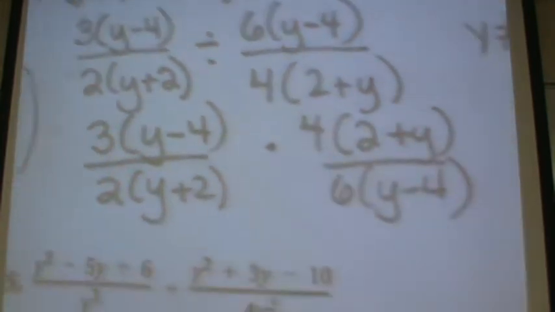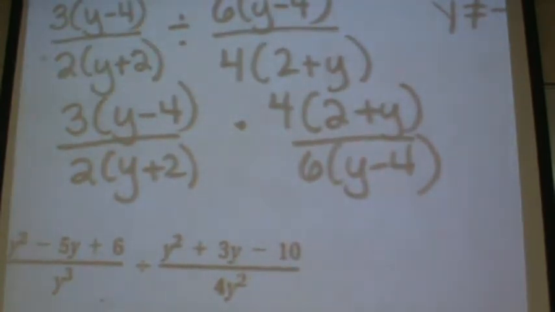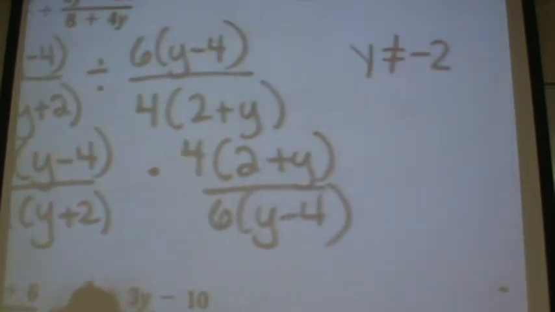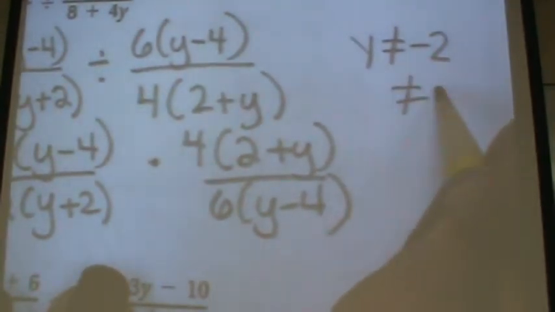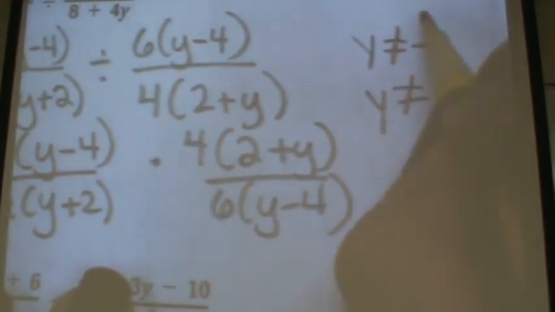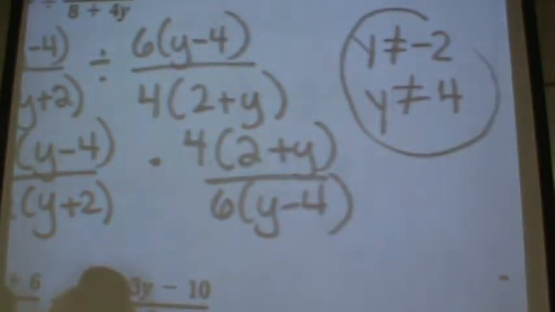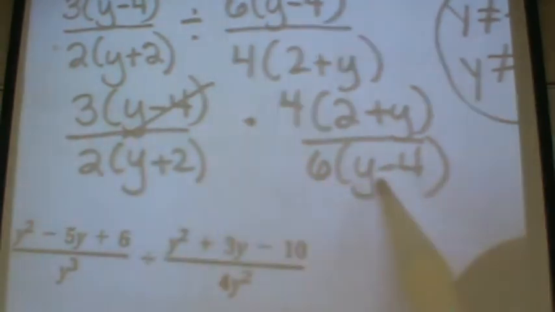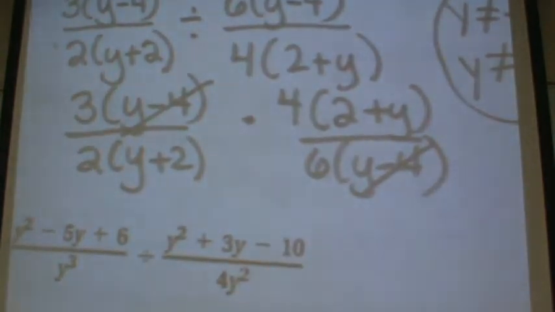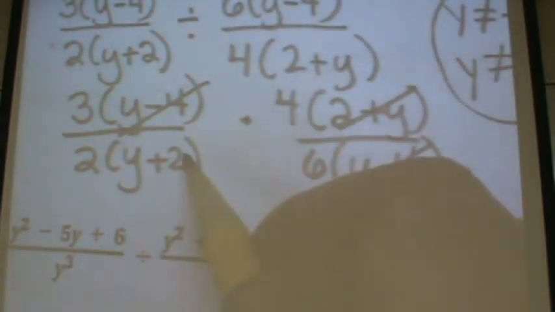Okay, what cancels, Nick? Is there any more restrictions before we go? Yes. Minus 4. So those are your 2 restrictions. The y minus 4's cancel, and then the y plus 2's cancel. The y minus 4's cancel, and y plus 2's are there, and they're good.